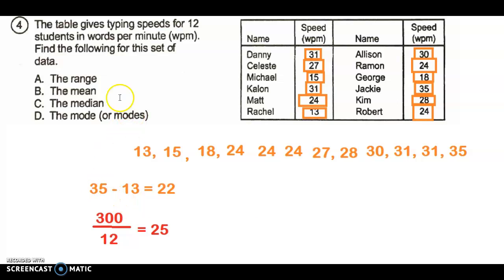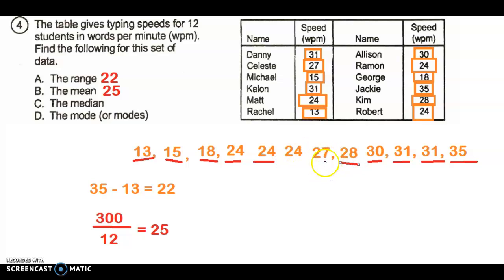Okay, so for my range is 22. My mean is 25. My median is the middle number. So that's the one where you have to cross these guys off, right? So cross off here, cross off here, cross off here, cross off here, cross off here, cross off here, cross off here, cross off here, cross off here, cross off here.